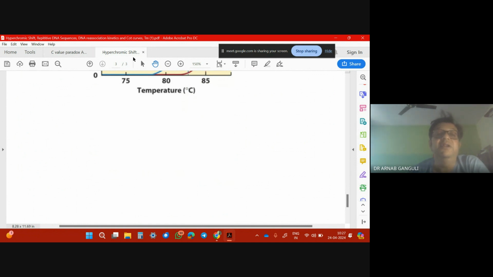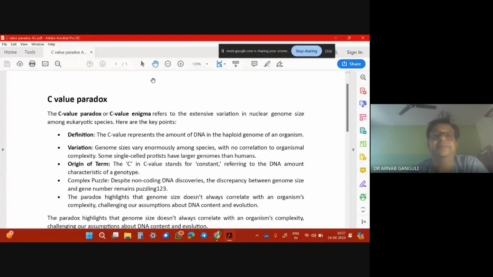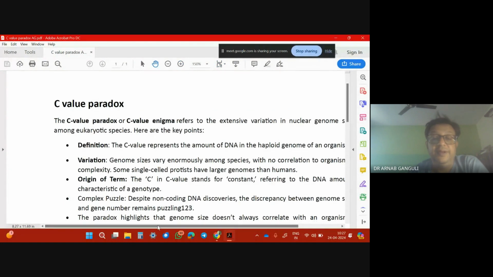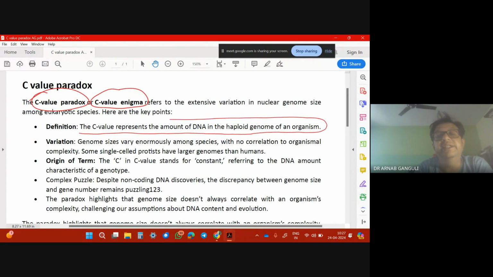The next thing which we will go to is the C value paradox. Now, what is the C value paradox? It's also known as the C value enigma. So the C value represents the amount of DNA in the haploid genome of an organism. So how much amount is in the haploid genome? That is the C value.